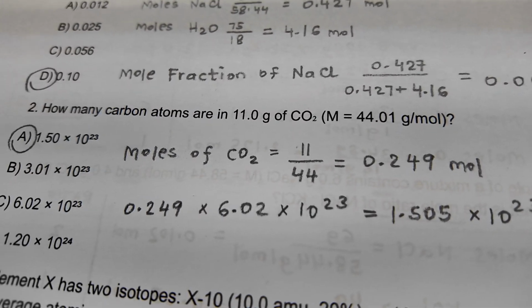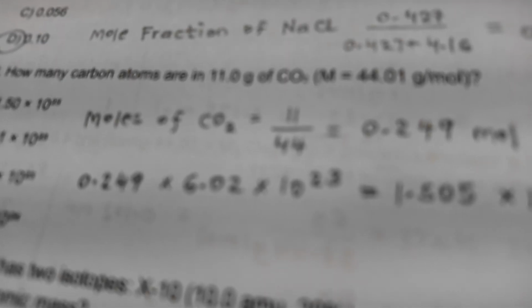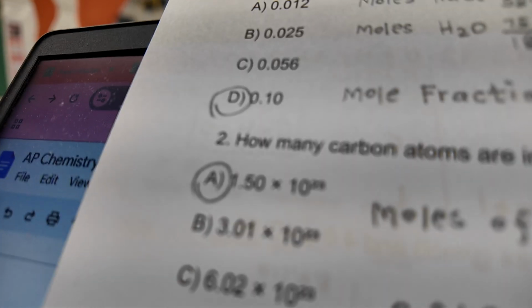Then, since we're figuring out how many atoms, 1 mole has Avogadro's number, right? 6.02 times 10 to the 23rd. We have 0.249 moles, and we multiply that by Avogadro's number, and we get 1.505, and the closest to that is A. I don't know what's going on with the focus with this thing. Okay, next problem.